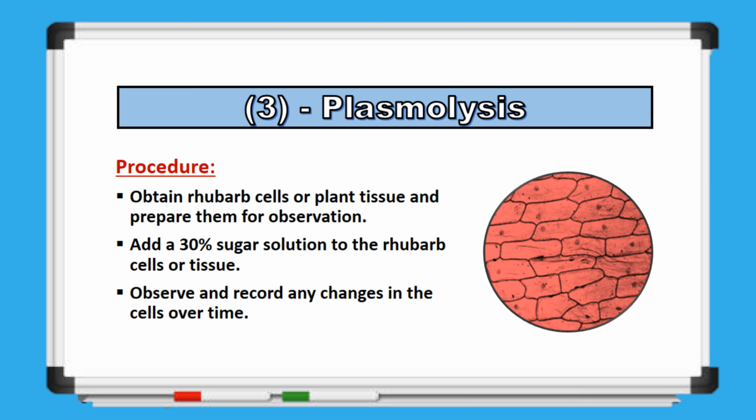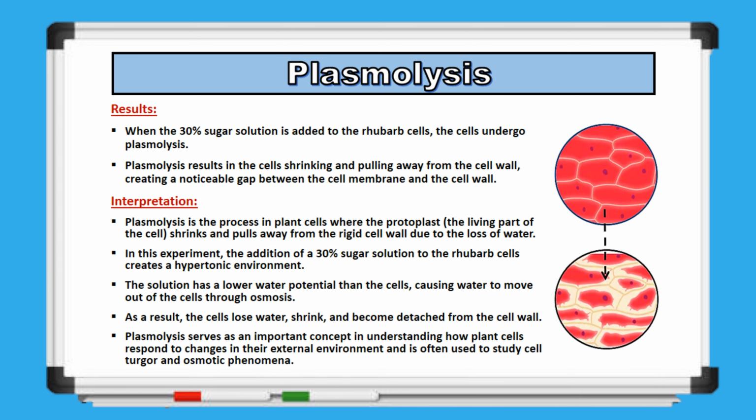Record the changes over time, noting how the extent of plasmolysis increases with the duration of exposure to the hypertonic solution. This experiment provides a clear demonstration of the effects of osmotic pressure on plant cells and the process of plasmolysis. The results indicate that adding a 30% sugar solution to the rhubarb cells caused plasmolysis. The cells contracted and detached from the stiff cell wall, forming a noticeable gap between the cell membrane and the wall.